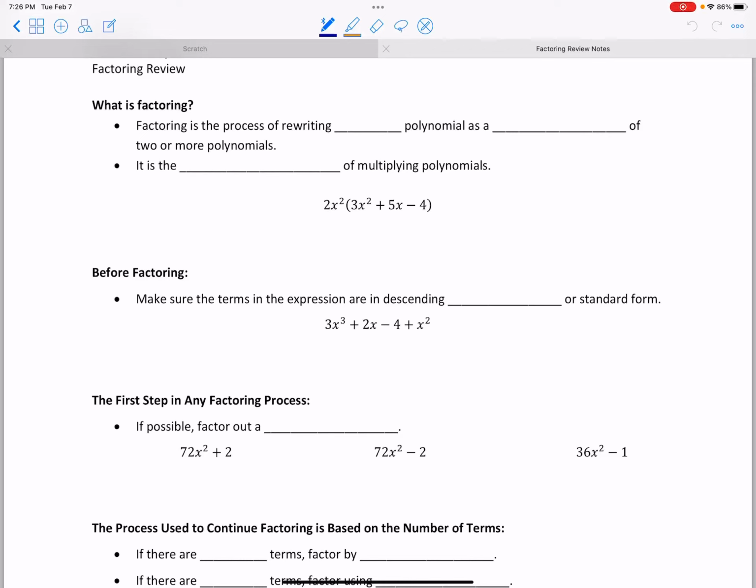Hello and welcome to our lesson on factoring as a review. We're going to be working our way towards solving new types of equations, trigonometric equations. But before we get there, we have to talk about some trig identities, which we'll get to, but in the process of working with those identities, it's going to require factoring.